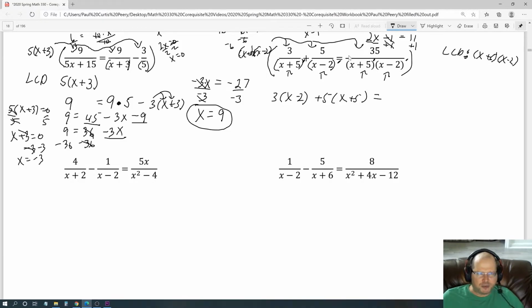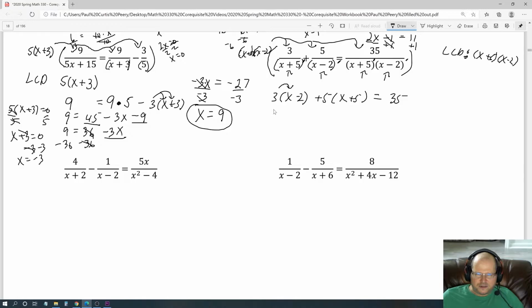Make sure you hit every term on both sides of the equation. If you miss one, you're going to get the wrong answer. In this case, both of the denominators cancel out. The entire denominator of x plus 5 and x minus 2 cancels out, just leaving you the 35. Now this is a nice little linear equation to solve, not too bad. So we got rid of the fractions.